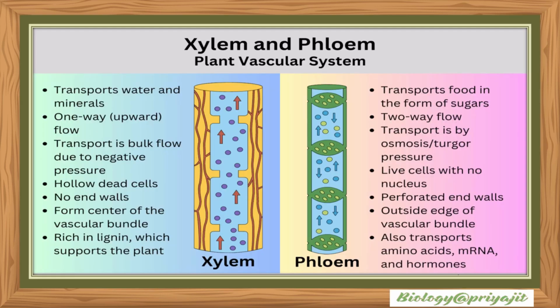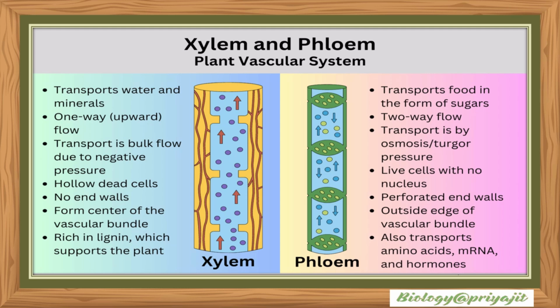Xylem and phloem, there is a comparative discussion. Xylem transports water and minerals. Phloem transports food in the form of sugar, and it stores food as sucrose. Xylem is responsible for one-way or upward flow, and phloem is responsible for two-way flow. In case of xylem, transport is bulk flow due to negative pressure, but in phloem transport is by osmosis or turgor pressure. Xylem consists of hollow dead cells and there are no end walls. Phloem consists of live cells with no nucleus and perforated end walls are present.